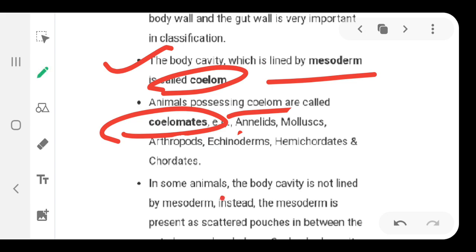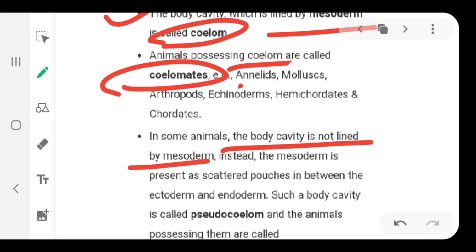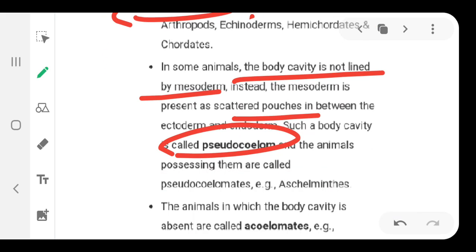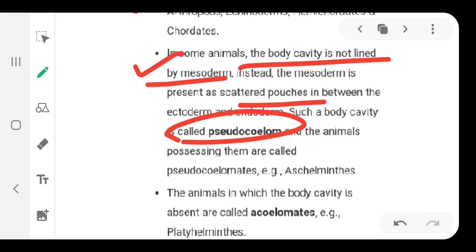And then the animals where the body cavity is not lined by the middle layer mesoderm, in that case they have scattered pouches. In some of these, we call the cavity pseudocoelom. Pseudo is false cavity. So if in some animals this cavity is not lined by mesoderm, whereas in the first case it was lined, we call them coelomate. In some animals this cavity is not lined by the layer mesoderm, then we call them pseudocoelom, that is false cavity. And the animals in which these cavities are absent totally, we call them acoelomates.